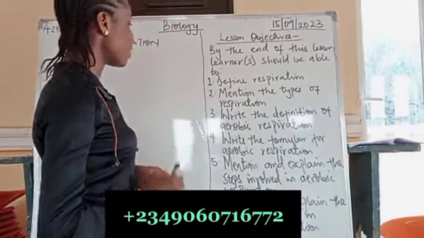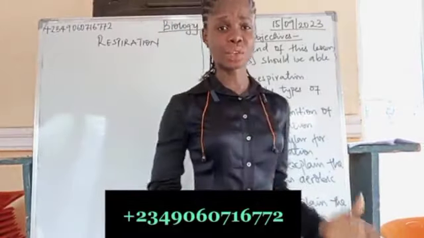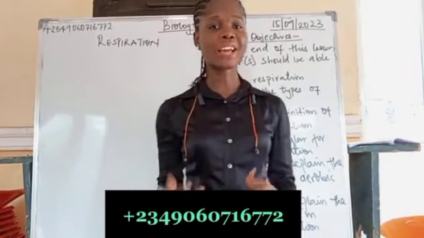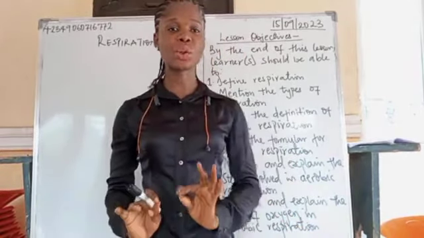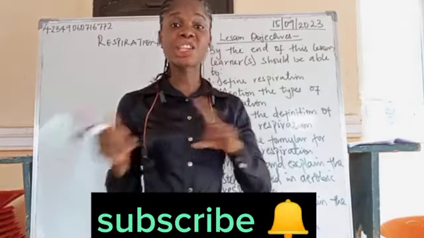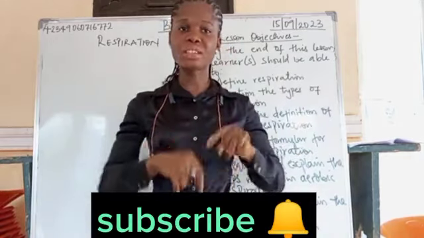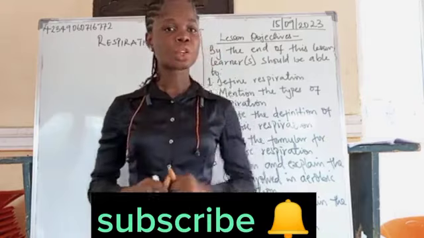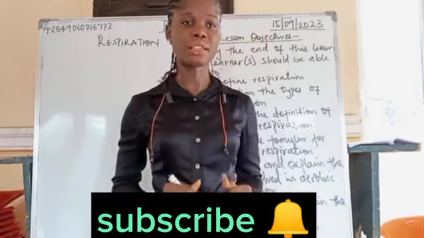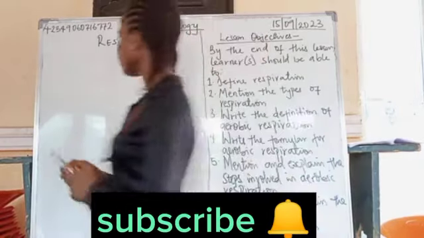We start with our first lesson objective, which is the definition of respiration. Now you'll be wondering, what is respiration? Respiration is defined as the exchange of gases between an organism and its environment, and glucose is oxidized to release energy. I repeat, respiration is the exchange of gases between an organism and its environment, and glucose is oxidized to release energy. On the other hand, you may choose to say that respiration is the process by which living cells break down glucose to release energy.